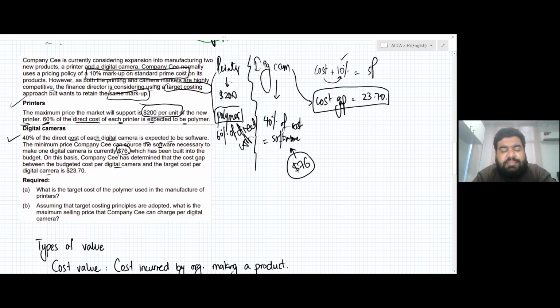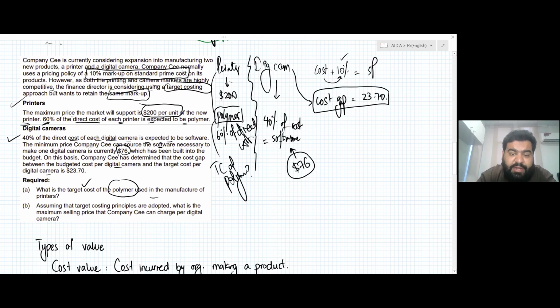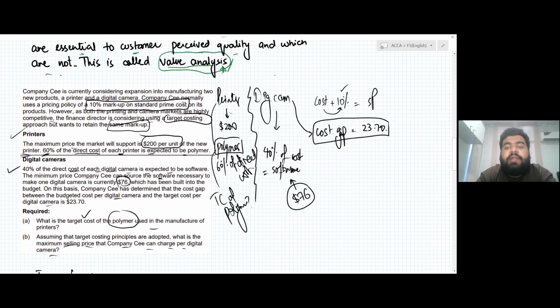Then what he is asking: the target cost of polymer used in the manufacture of the printer. Basically, in the printer case, they are not asking for the printer's target cost, but the target cost of this polymer. First requirement is this. Second, assuming the target costing principles are adopted, what is the maximum selling price company C can charge per digital camera? The second requirement is about the digital camera, not the software.